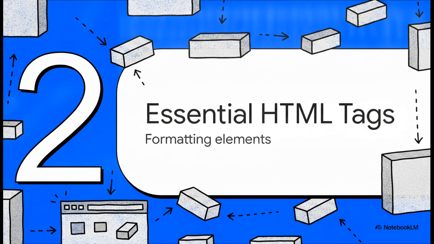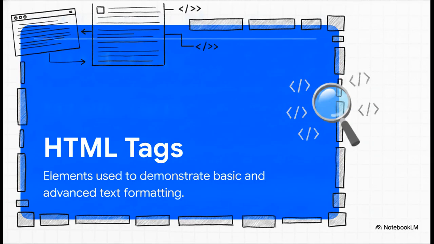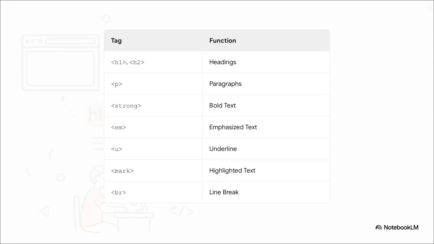All right, moving right along to Section 2, Essential HTML Tags. Let's check out our formatting elements. Before we write a single line of code, we really need to understand what an HTML tag actually is. Think of HTML tags as the skeleton of your page. They're the markup instructions that tell the browser exactly how to display your text. They normally sit inside those little angle brackets, acting as invisible commands that format and structure the content you actually see.